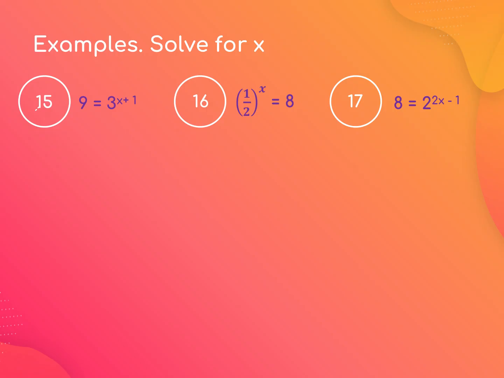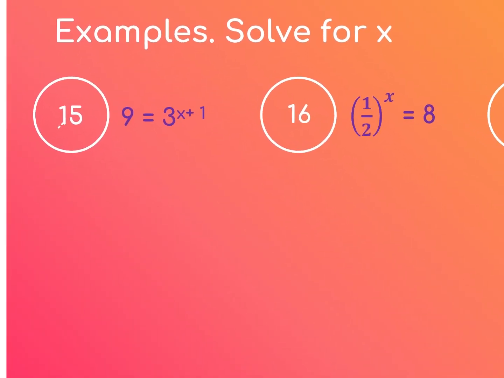Okay, so here is my first example. Again, my goal is to try to make the larger base look like the smaller base. Sometimes it works in every problem, other times you have to change both. So I can actually change the 9 and I can make it have a base of 3. I can change 9 into 3 to the second power. And then leave this one alone. I now have the same base, get rid of the 3's, and now I solve what remains.